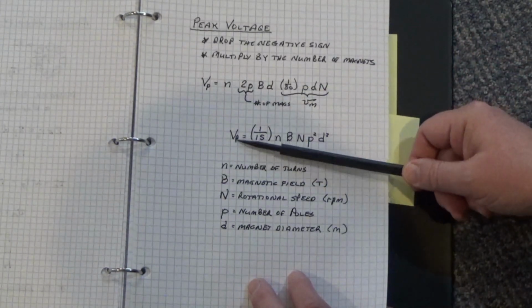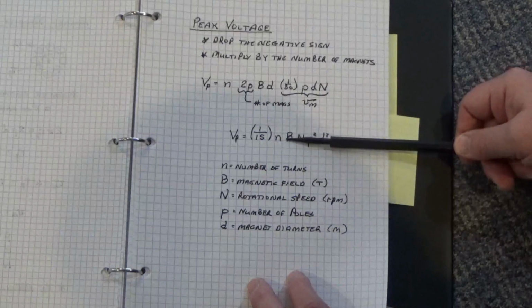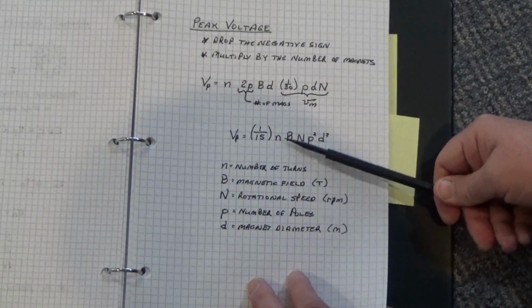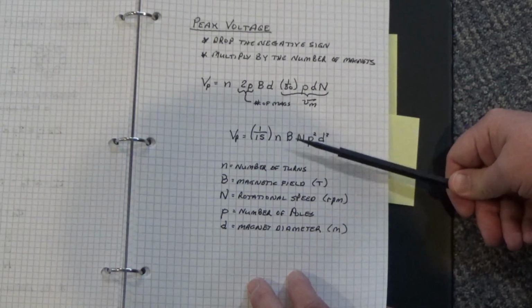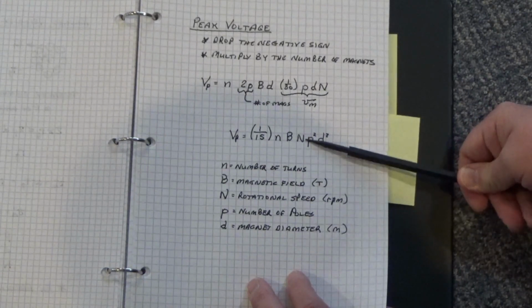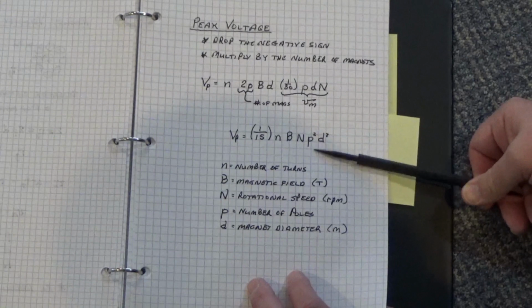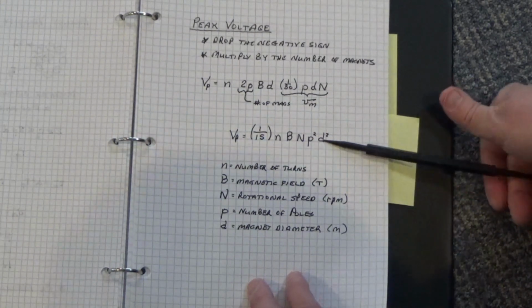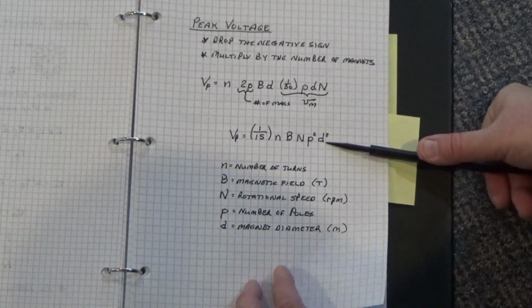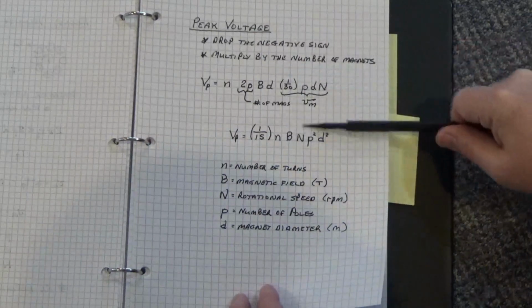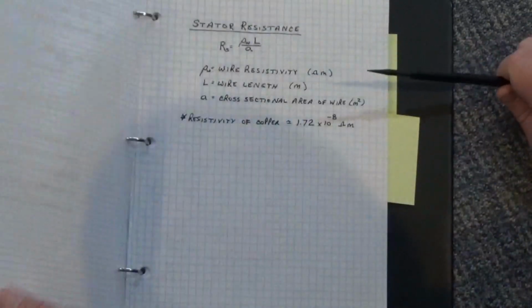And so V peak is going to be 1 over 15 times the number of turns times the magnetic field times the rotational speed of our turbine times the number of poles squared times the diameter of the magnets squared. So there's our voltage equation.